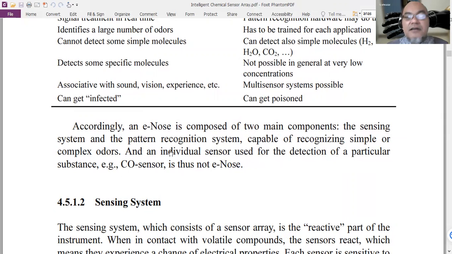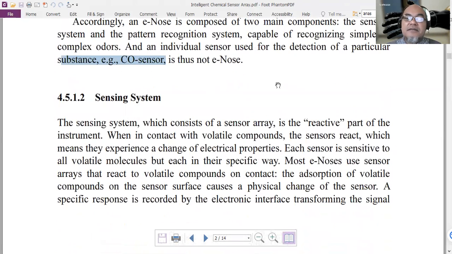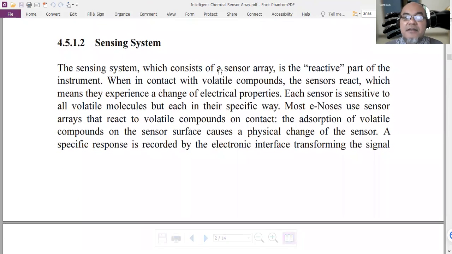An individual sensor used for detection of a particular substance, like a CO sensor, is thus not an eNose. This is what we discussed last week: a particular gas detection sensor is not an eNose. The sensor system itself consists of a sensor array. It is the reactive part of the instrument. When in contact with volatile compounds, the sensor will react.